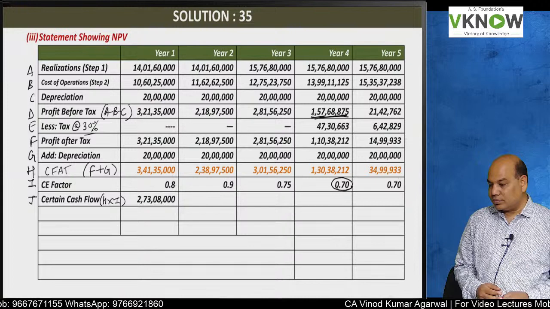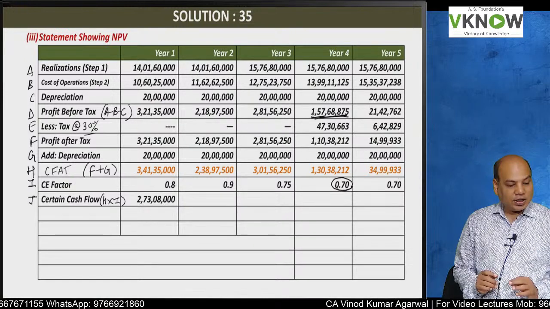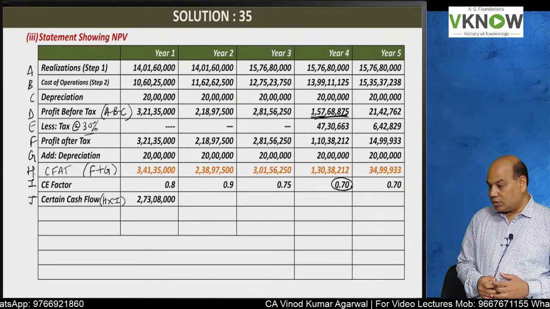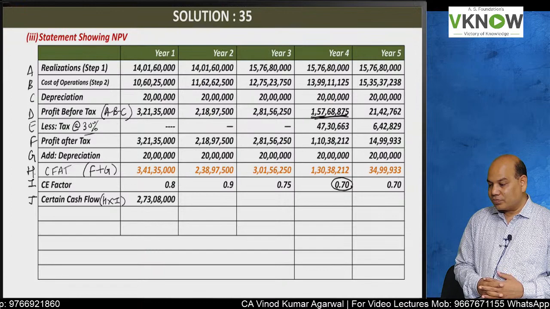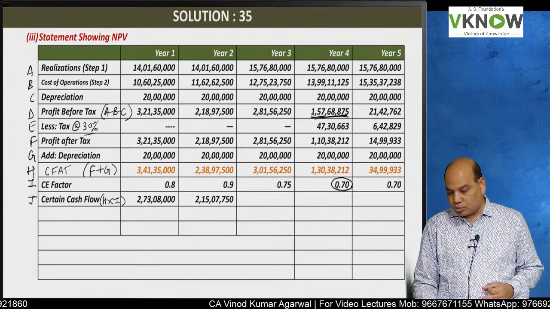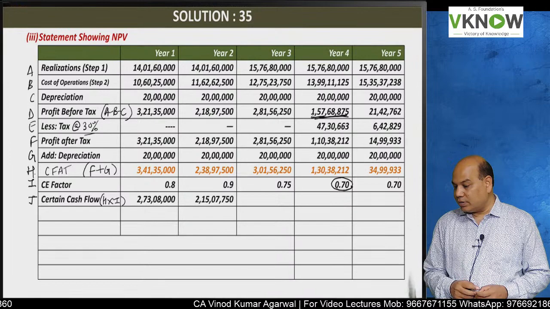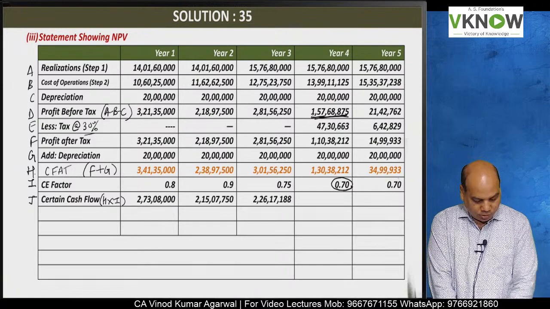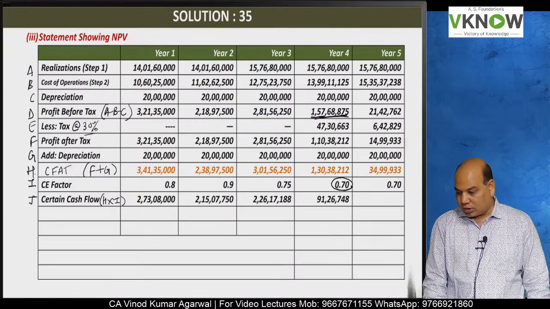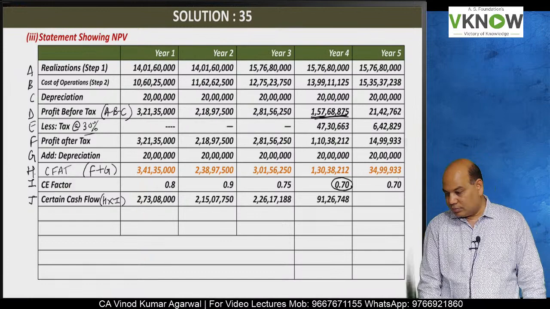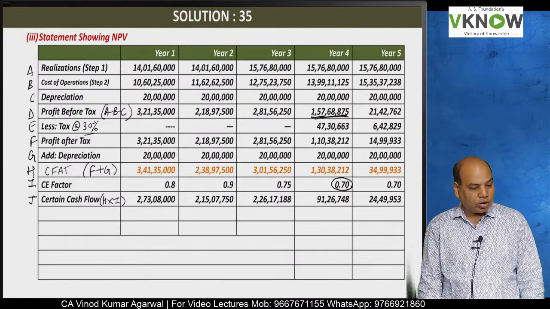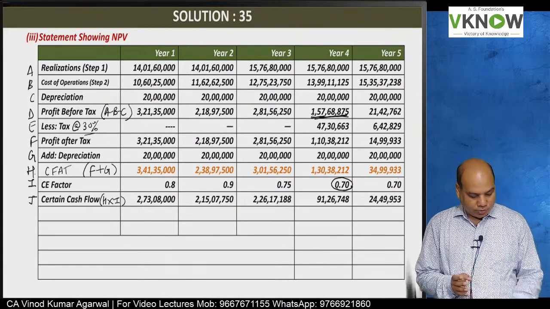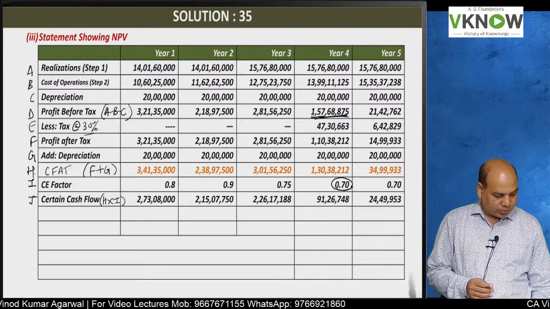2,73,08,000. Please check the answer. Don't copy. Second answer, anybody? 2,15,07,750. Then third answer, fourth answer, and fifth answer. Do not copy. First check, then write. This is called certain cash flow.